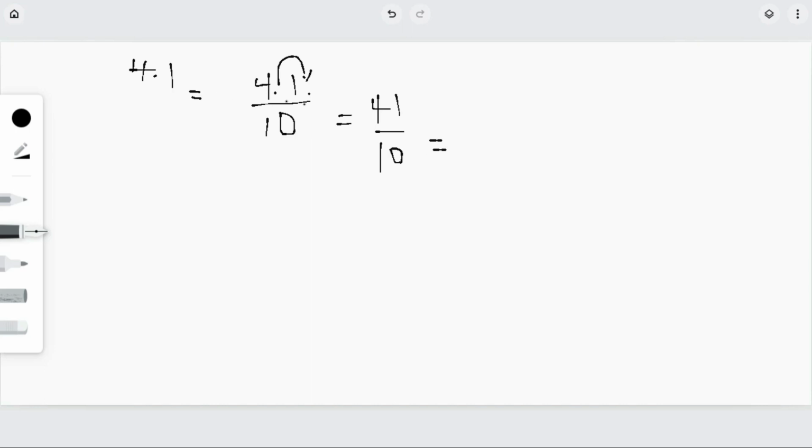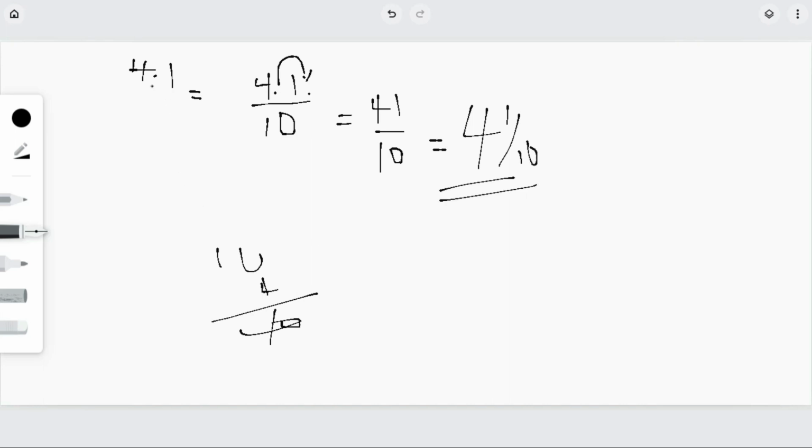If you are changing from decimal to fraction and you leave your answer like this, it's not a professional answer. You understand? And you want to become a professional mathematician, I can see that in you. So how many 10s can you find in 41? That's 4. You can check, 4 times 10, that's 40. That means remain 1. That's 1 over 10. So this is our answer. So 4.1 to fraction is 4 and 1 over 10. You understand?